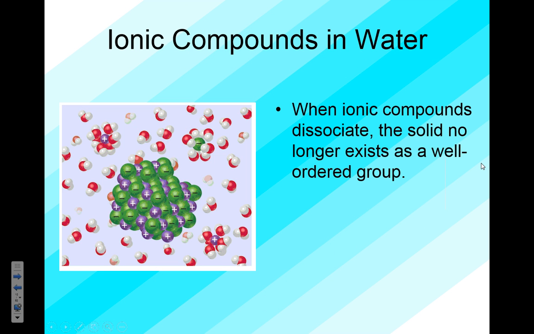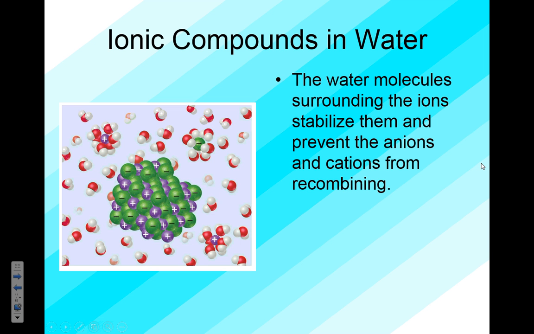So when we have an ionic compound, it used to be that the cations and anions were associated with each other. And when they're dissolving, they're breaking apart. They're dissociating. So a lot of times when we're referring to the solvation of an ionic compound, we'll talk about it as dissociation. The solid no longer exists as a well-ordered group. And the water molecules have pulled off the ions and surrounded them. And that actually stabilizes the process because distance kills attractive forces.